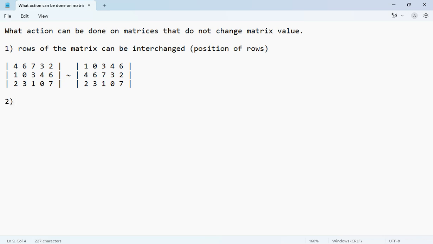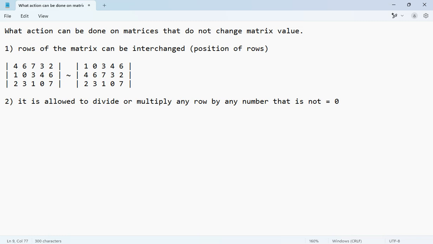Another possible action is, it is possible, it is allowed, to divide or multiply any row by any number that is not equal to 0. Yes, so it means any number not equal to 0. I hope you understand.